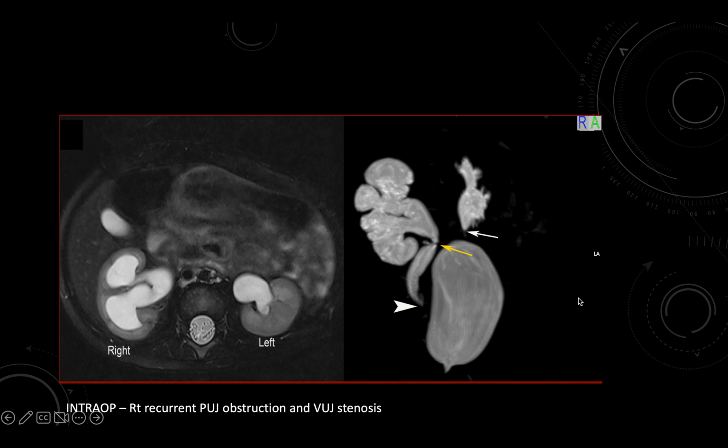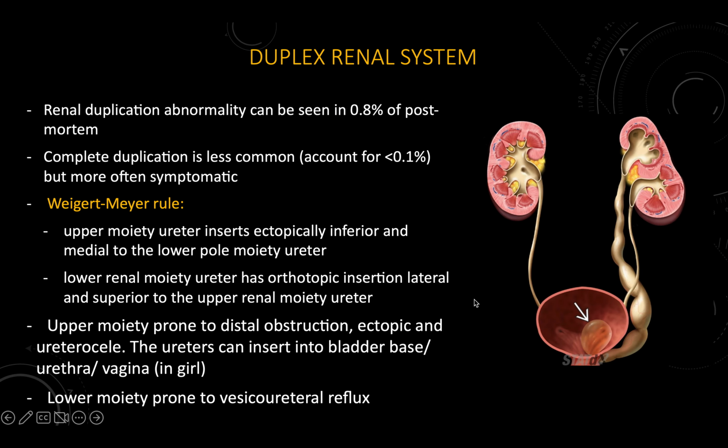So we did an MRU, and what we see is that yes, the upper system is dilated, and there is a narrowing at the PUJ region, but there's also stenosis at the distal one, and we also see some mild narrowing at the left side. So this patient actually had a recurrent PUJ obstruction and concomitant VUJ stenosis on the right side, which falls in that 1.9% of cases.